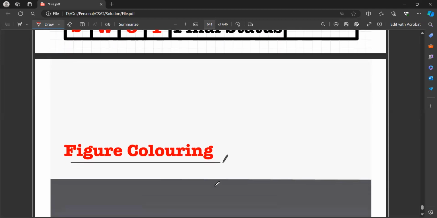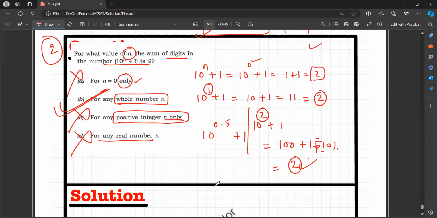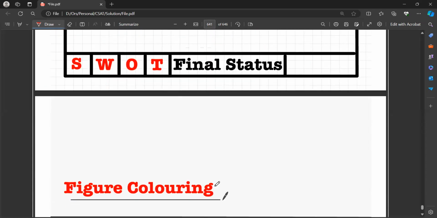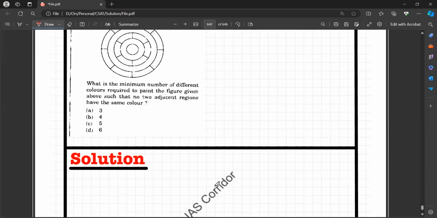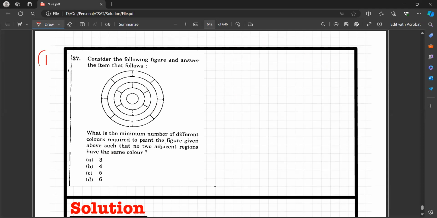So we have completed the next topic also, that was the topic of progression. Let us go to the next topic, that is figure coloring. Easy topics. Question number 1. Consider the following figure and answer the item that follows. What is the minimum number of different colors required to paint the figure given above, such that no two adjacent regions have the same color?